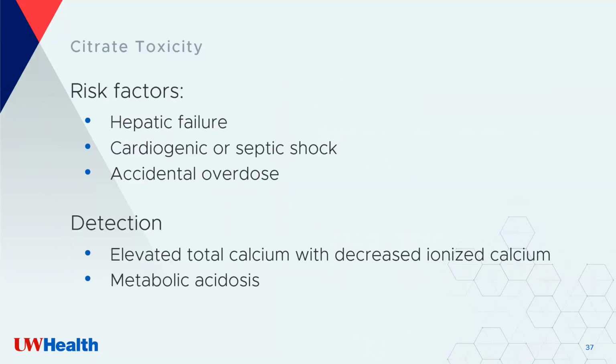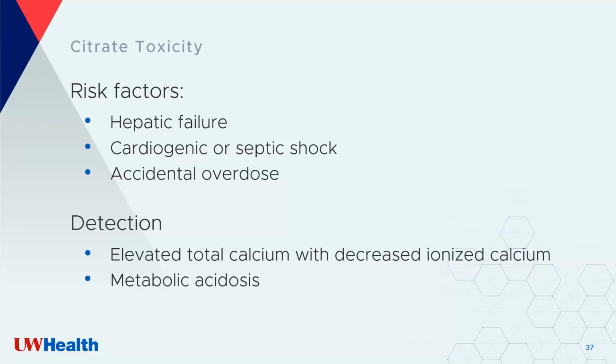The citrate, once it does chelate to the calcium, is metabolized by the liver, skeletal muscle, and kidney. So patients that have, for example, hepatic failure or cardiogenic or septic shock are at increased risk of citrate toxicity because they're not able to metabolize the citrate complexes.